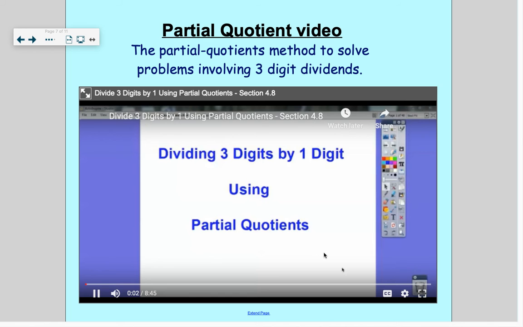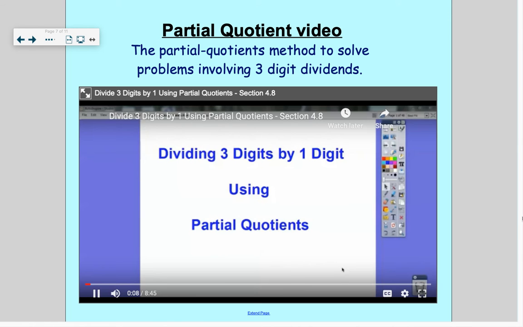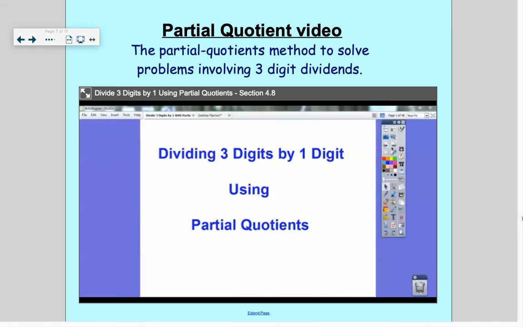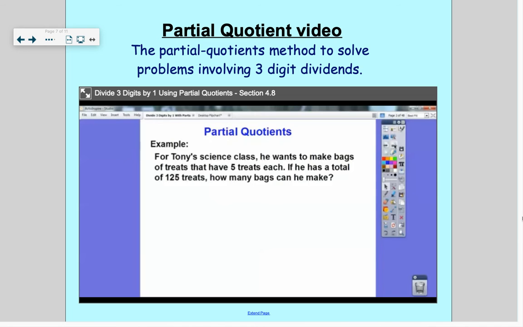Hey folks, Mr. Math Blog here, and in this lesson we're going to divide 3 digits by 1 digit, and we're going to do this by partial quotients. Okay, so it's kind of confusing in the beginning, but you'll see it. It'll unwind here in just a second. Give me just a minute or so, and it should start unwinding.